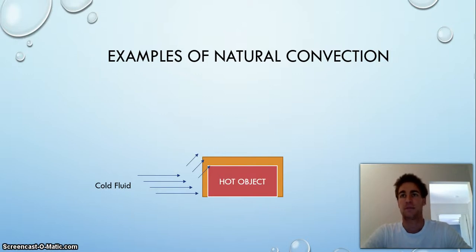The temperature of the fluid adjacent to the hot object is higher, resulting in a decrease in its density. Thus, the heated fluid will rise. This movement is referred to as natural convection current.